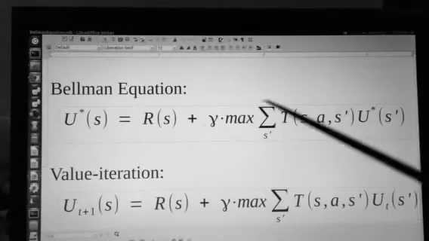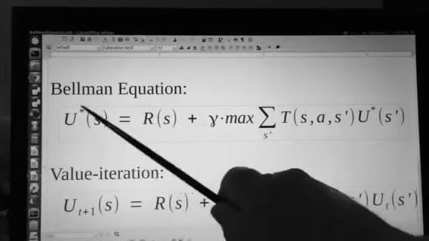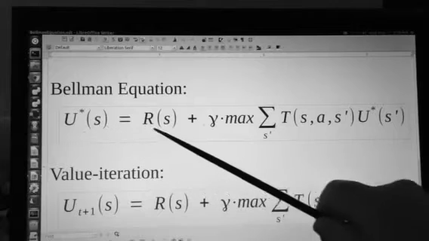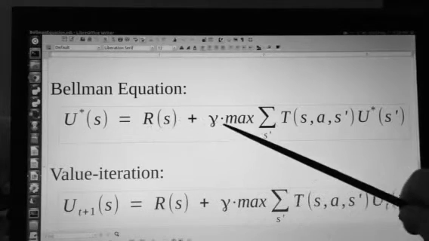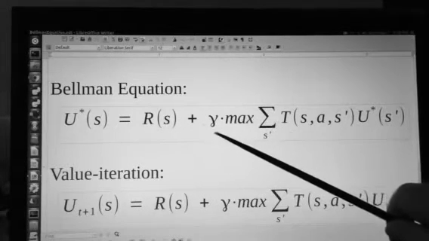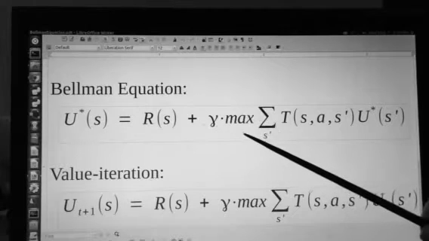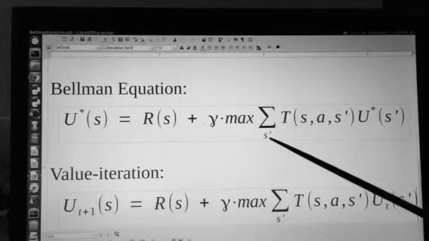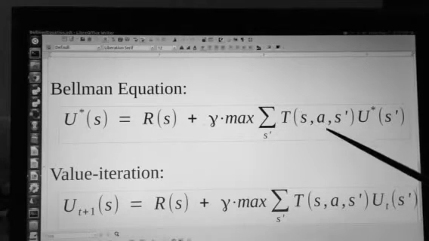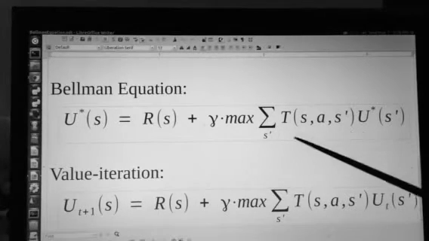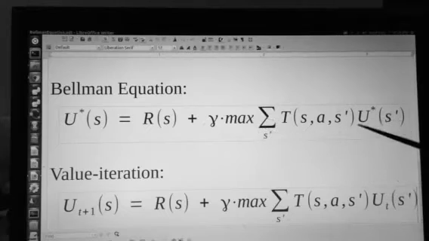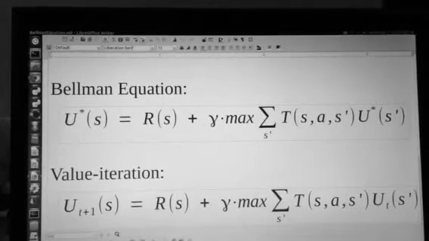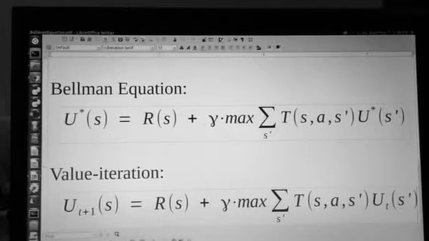So here is the Bellman equation. It's the optimal utility at state S: the immediate reward for entering state S plus a discount factor, 0.99 is what I use, times the maximum over all possible actions A from S, of the summation over all reachable states S prime of the transition function from S to S prime, times the optimal utility of S prime. And this can be solved by iterating the very same function.